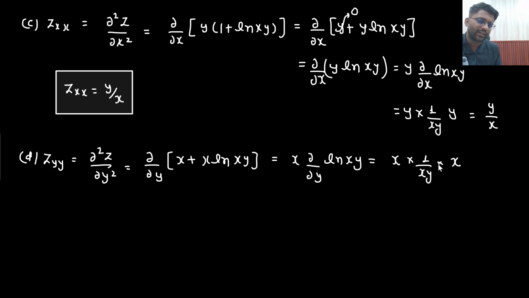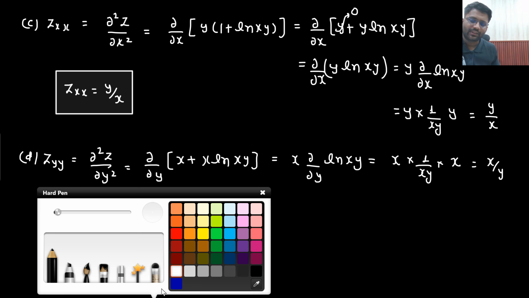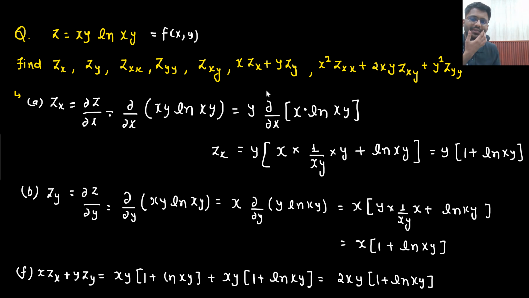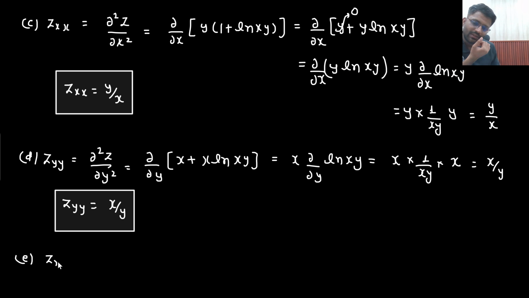So what is the answer you are getting? x and x are getting cancelled out. Answer we are getting is x by y. So yes, I predicted the same thing. zyy is coming out to be x by y. Say yes or no. Next, what we need to calculate? zxy we need to calculate, right?